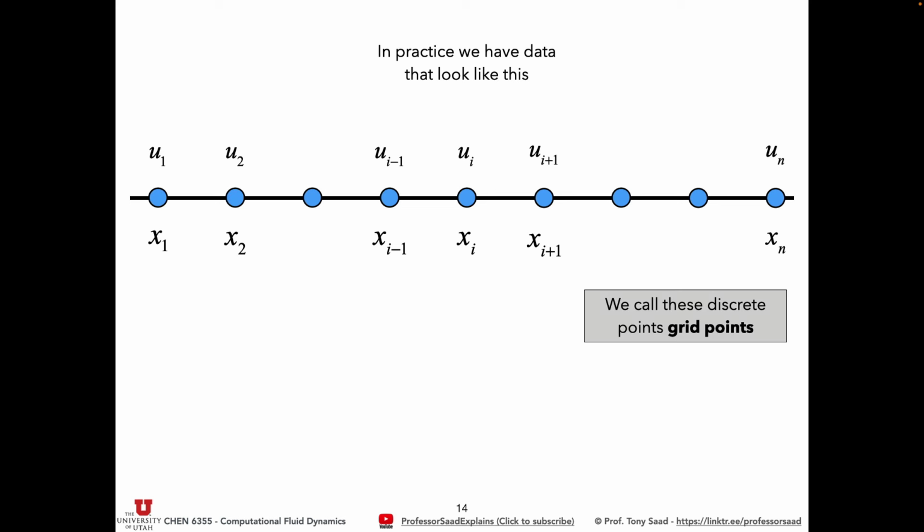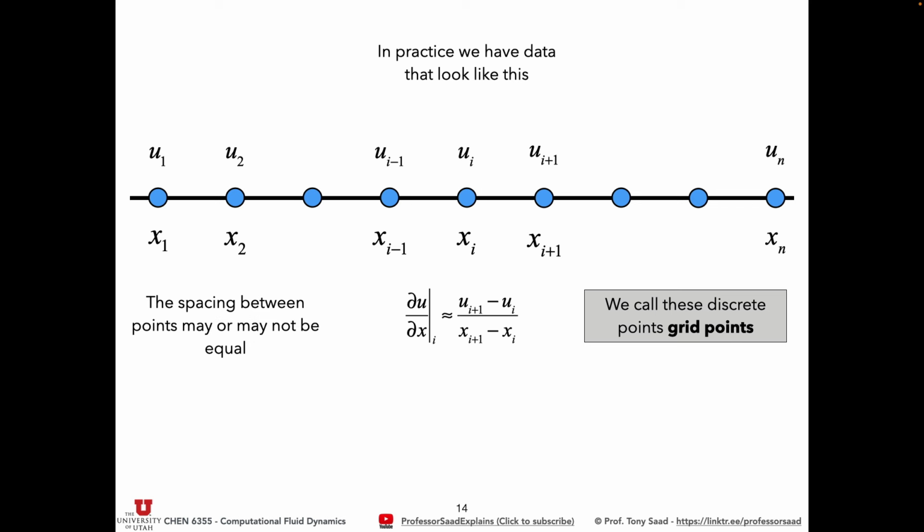Now, we call these discrete points the grid points. We say this is the grid on which your data is distributed or exists. And in general, the spacing may or may not be equal. And then you could say at any point i, the derivative, like that same formula that I showed before, is simply the difference between two neighboring values over the distance between them.